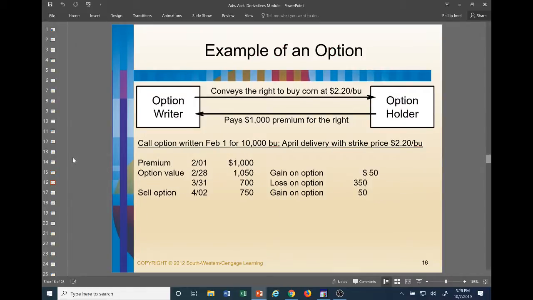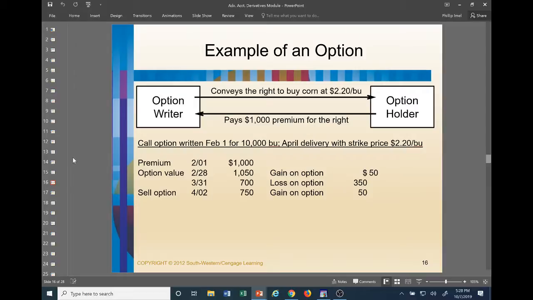So let's look at an example of an option. Assume that a call option on 10,000 bushels of corn with delivery in April is purchased in February for a premium of $1,000 and has a strike price of $2.20 per bushel. Now the values of the option at the end of February and March are $1,050 and $700 respectively. It is sold in early April prior to the expiration for $750.